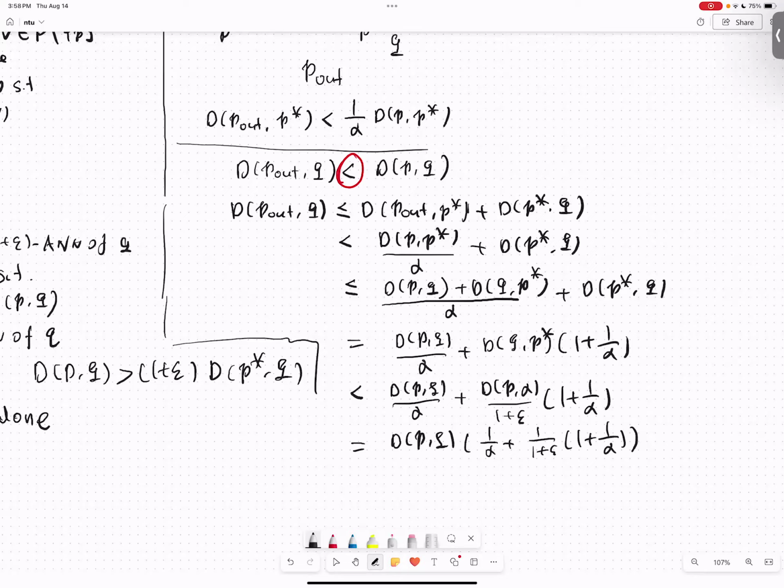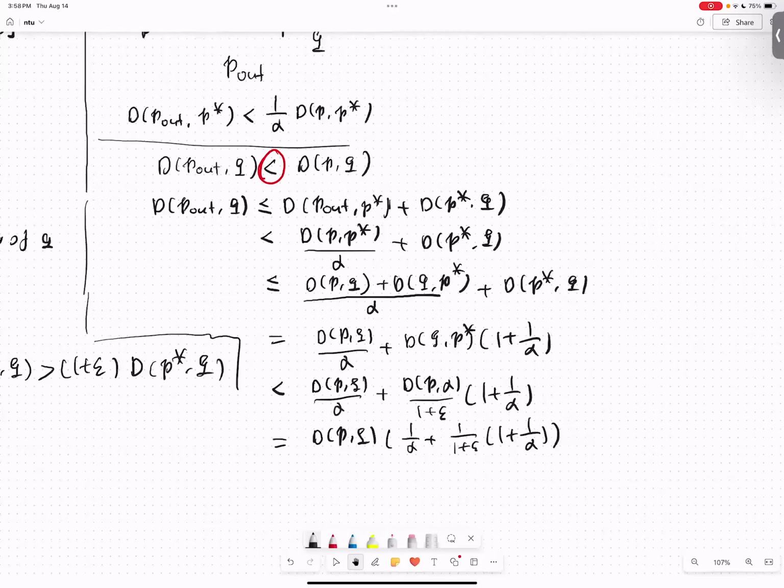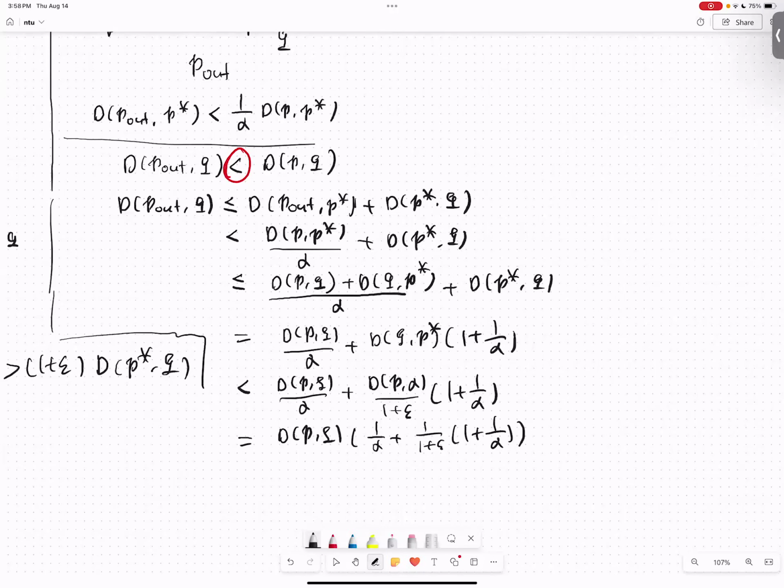Still remember what is alpha? Okay, so I chose this alpha very strategically. Now you understand why I chose the alpha that way, right? So remember, alpha is 1 plus 4 over epsilon. It's not really the unique choice that will make everything work. In fact, you can set alpha to be anything larger than this. Okay, so that will also work.